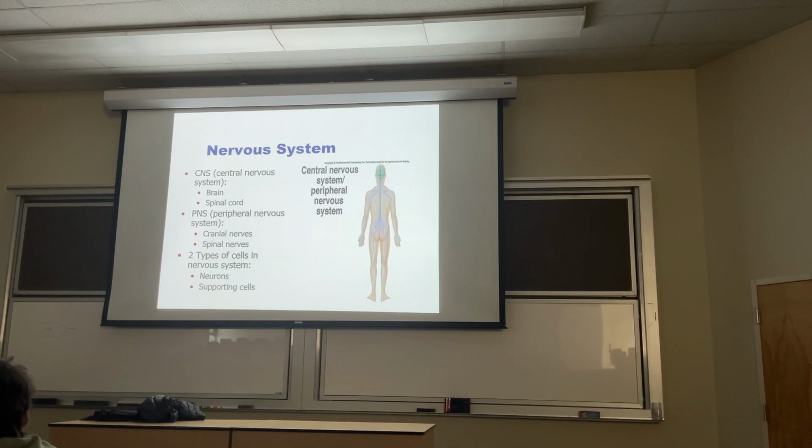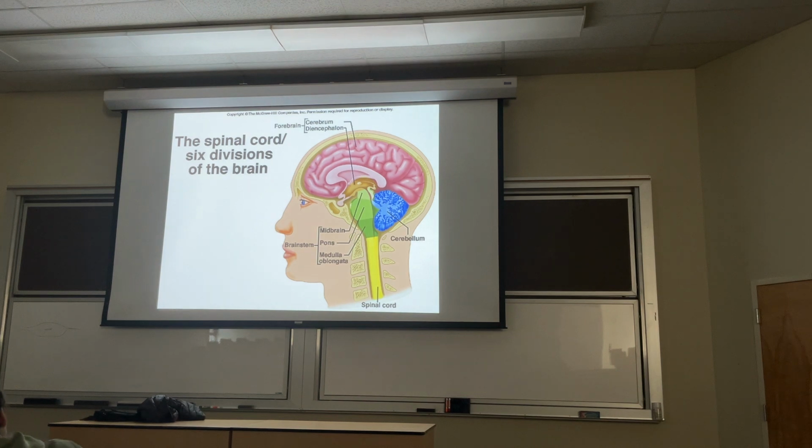We have two major types of cells in the nervous system. The neurons are the ones that conduct electrical information. And then the glial cells, or the supporting cells, are called neuroglial or glial cells. And they're in a supporting role. You remember in the central nervous system, we have this big cerebrum, which is about 80% of the brain. We have the diencephalon with the thalamus and hypothalamus, the midbrain, the pons.